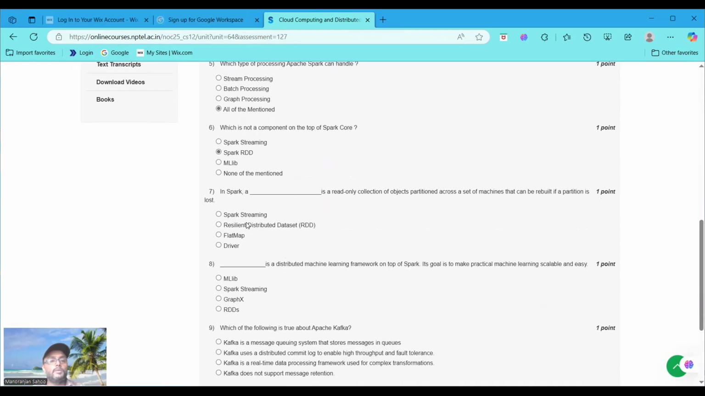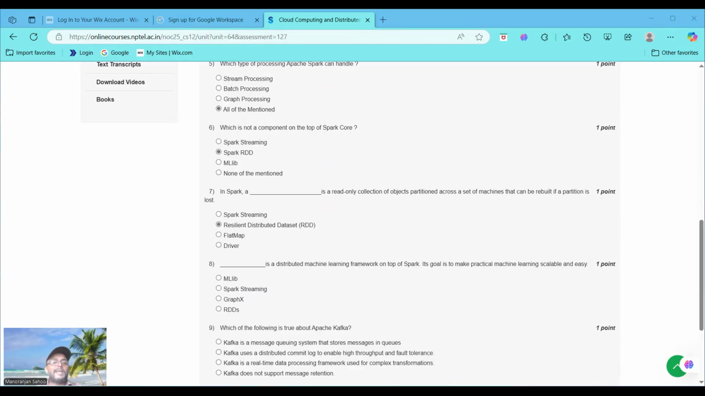Now, moving to question number 7. In Spark, a dash is a read-only collection of objects partitioned across a set of machines that can be rebuilt if a partition is lost. A resilient distributed dataset is a read-only collection of object partitions. You choose 7 option B.